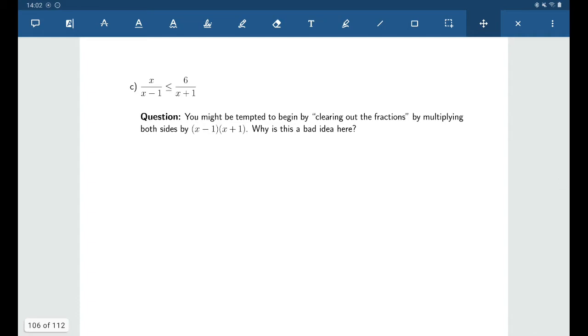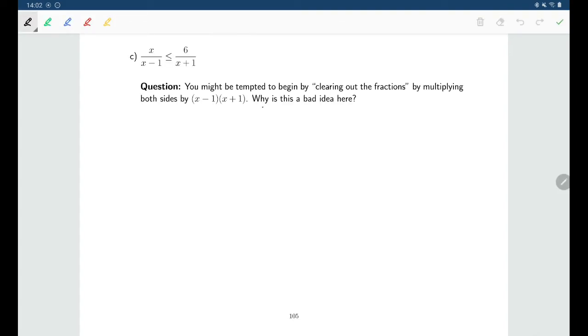All right, so just a couple more to go here. For this one, your first move that you might be tempted to make, and I have the question here that says you might be tempted to begin by clearing out your fractions. You might say, well, why don't I just turn this from being two rational functions, one rational function minus another, why don't I just clear out all the fractions by multiplying everybody by x minus 1, x plus 1? And I ask, why is this a bad idea here?